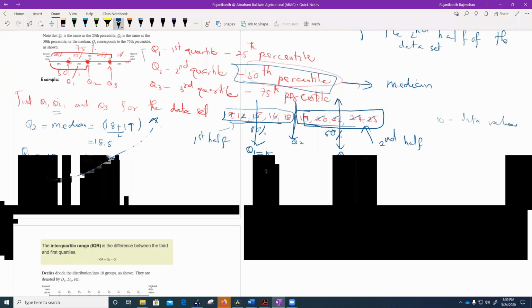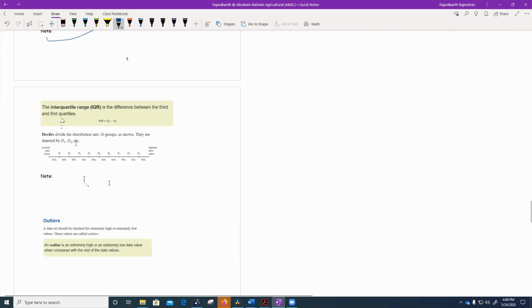So why don't you copy down these three here in the note? This is about the interquartile range. The interquartile range of the data set is nothing but the difference between the third quartile and the first quartile. So the interquartile range of the given data set is simply the difference between Q3 and Q1. So that is just an answer.